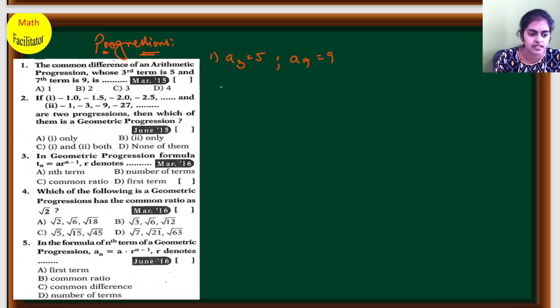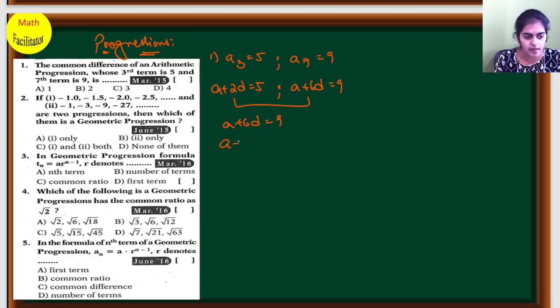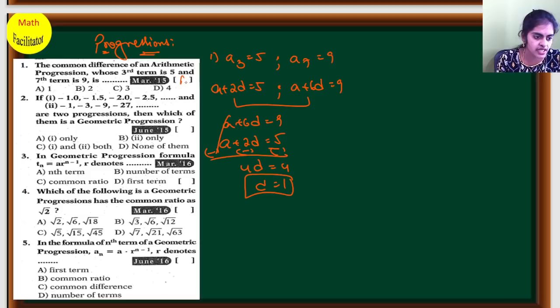Let us proceed to progressions now. The common difference of an arithmetic progression. You have to find it whose third term is 5 and the seventh term is 9. Third term, that is a plus 2d, is 5. Seventh term, a plus 6d, is 9. If I subtract these two, what will I get? a plus 6d equal to 9, a plus 2d equal to 5. So subtracting, a cancels, 6d minus 2d is 4d equal to 4, d equal to 1. Okay, so option A is correct.